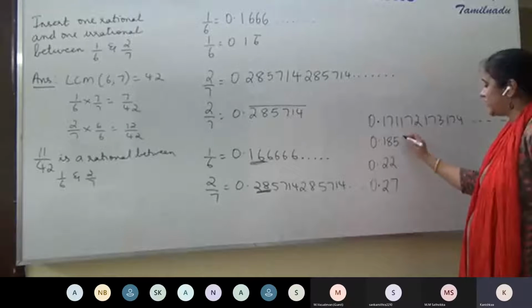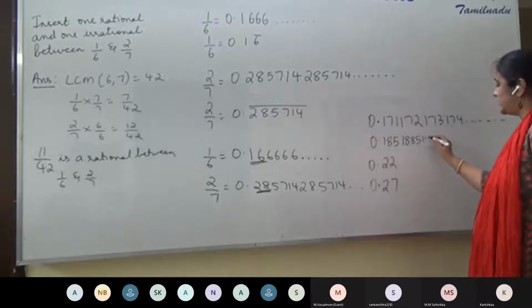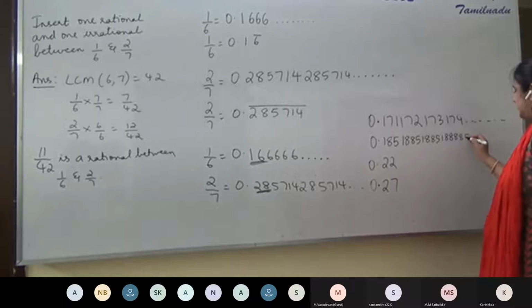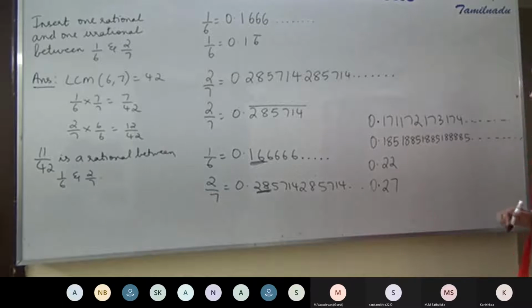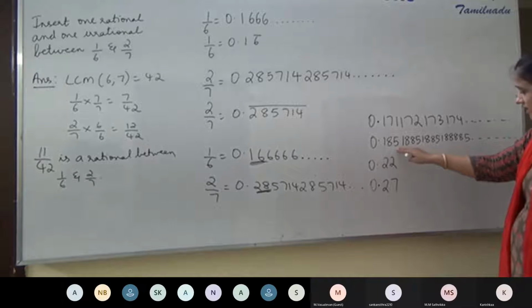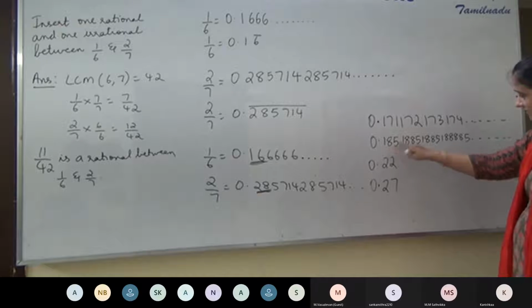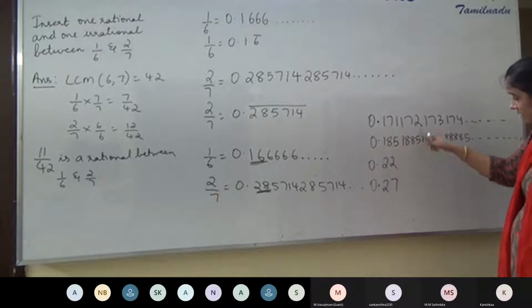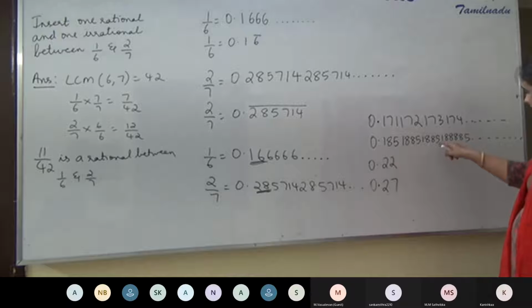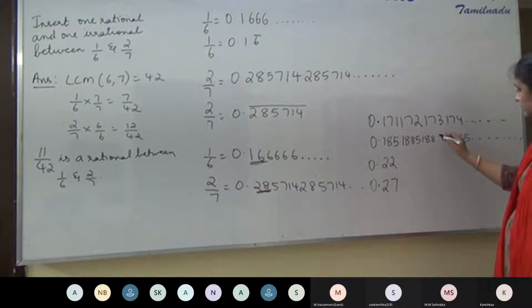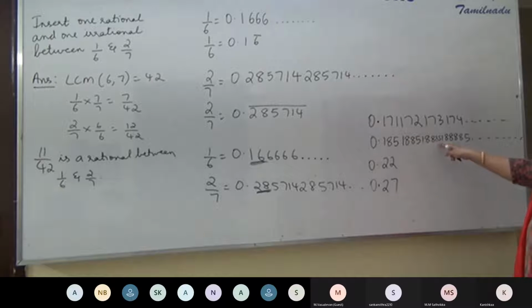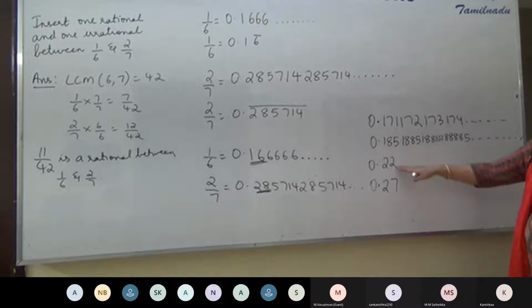So I write 185, 1885, 1885, 1, 4 eights and then 5. It goes on like this. So see here, 1 8 5. 1 happens again, 8 happens again. It's not 185 185. It is 185 1 885 1 888. Oh, I didn't write 888 here. Okay. 185 1 885 1 888 1, 4 eights and 5. Look at this. Now help me complete this one, children.